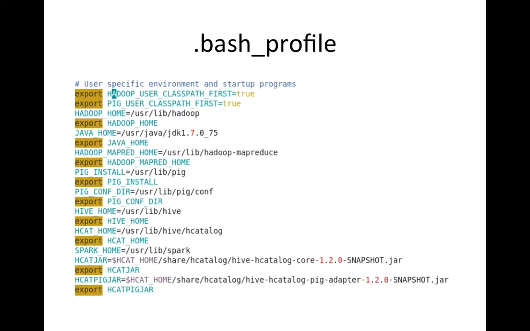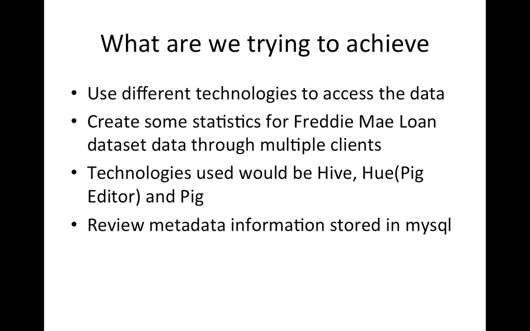This is one of the most important files for me, because I installed Hue, Oozie, Hive and everything. So we need to be clear on where everything is stored, what jar files are getting picked up, and how it's being used. So this is the most important file which we have. What we are trying to achieve here is to access the data using different technologies, and to create some statistics with it.